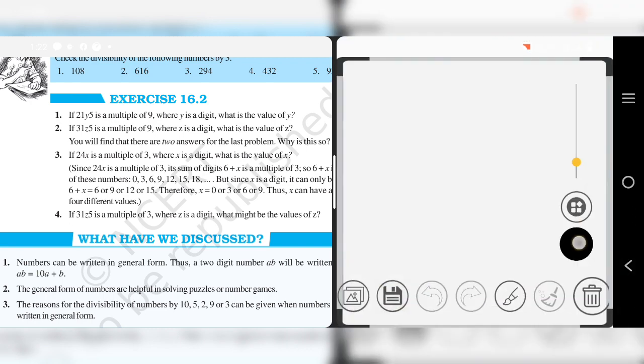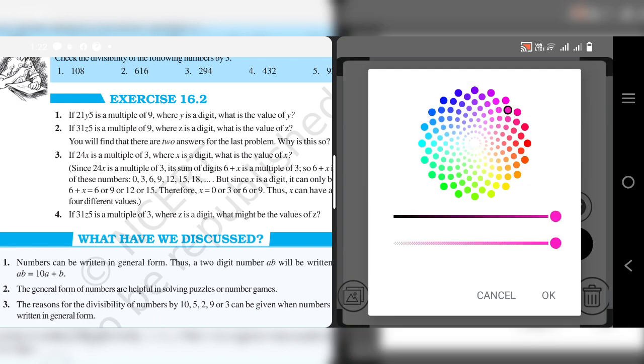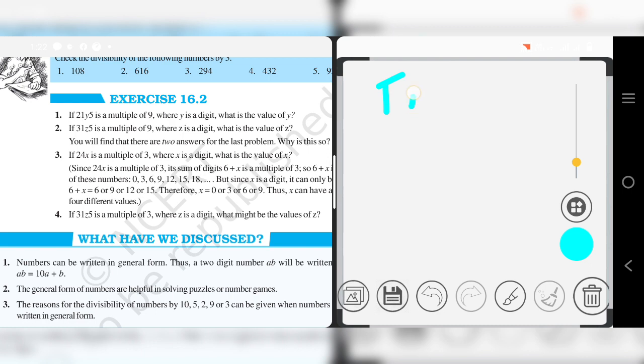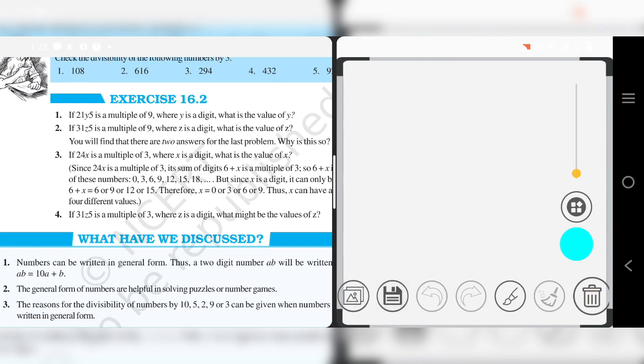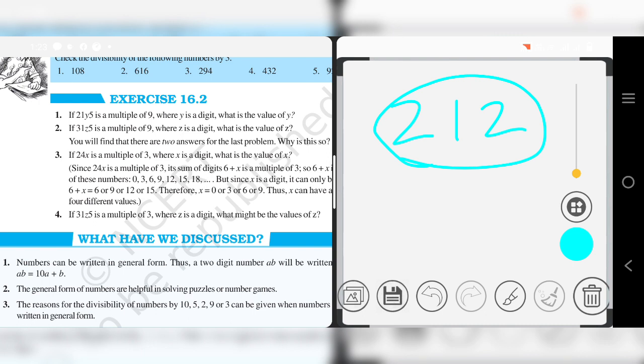Tests of divisibility. Let me select another color, blue. So there are some rules, some tests to find whether a number is divisible by the 2 table, 3 table, 4 table, 5 table. Now let's assume that we have got 212.